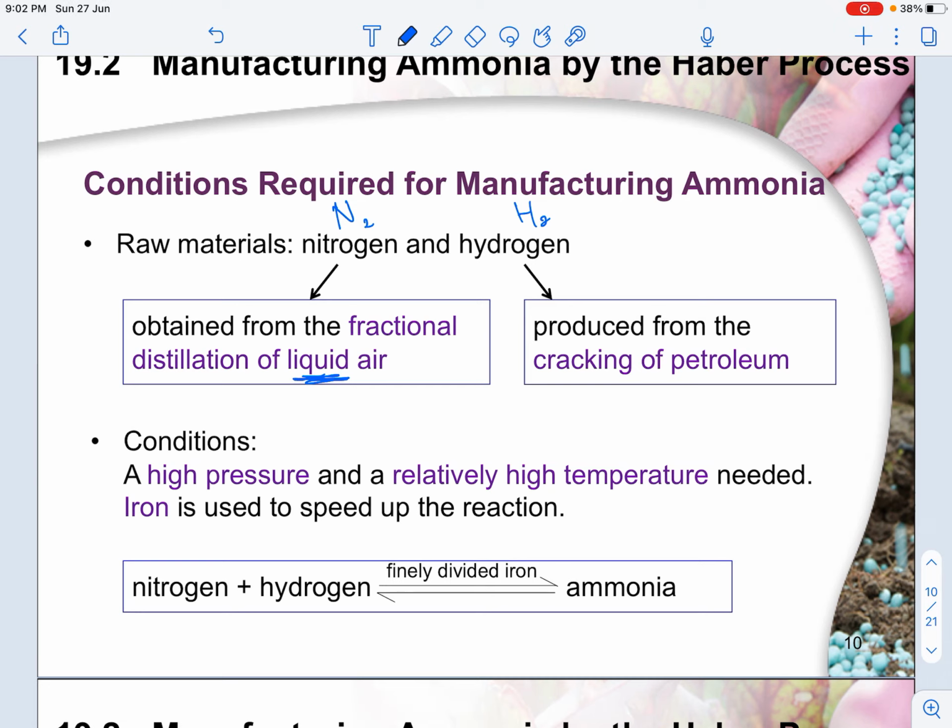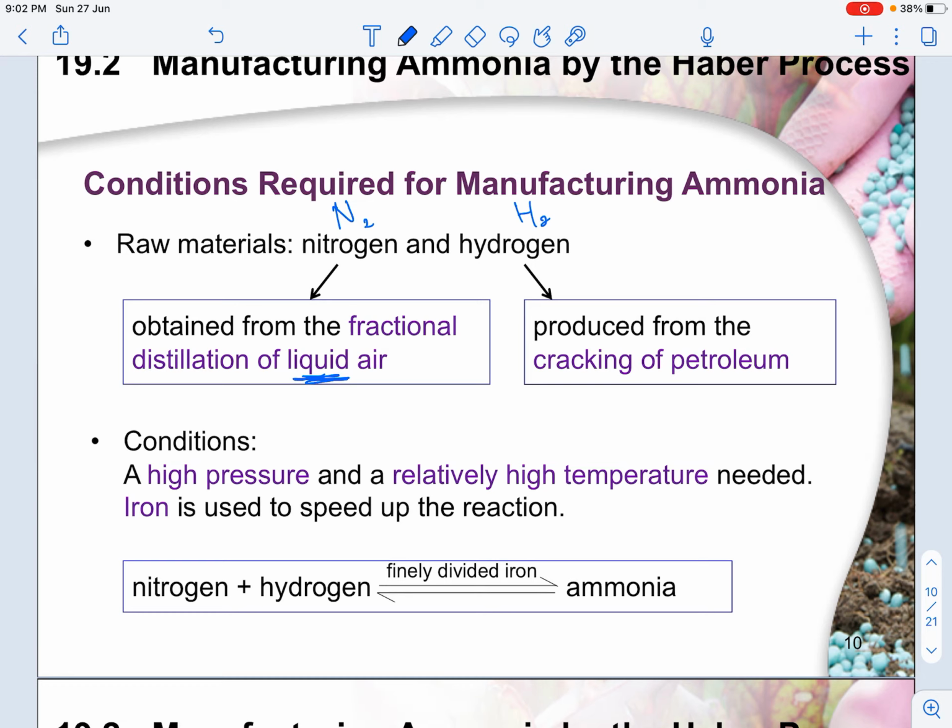So how do you form it into liquid air? You first compress it under high pressure from the gaseous state into the liquid state. Then from that you separate it out via fractional distillation. How to get hydrogen? In our organic chem chapter, we learned that you can undergo cracking, where you use long chain hydrocarbons with catalysts and high temperature and pressure. You are able to form hydrogen gas as well as other smaller chain alkanes and alkenes.